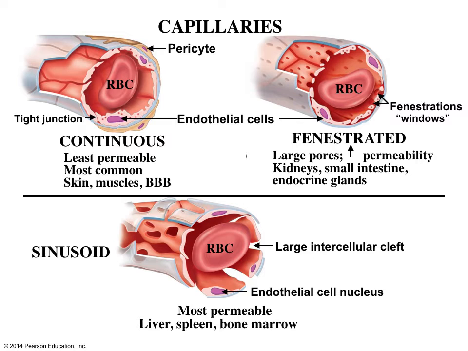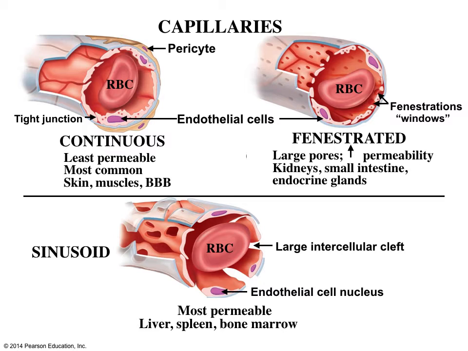Capillaries include continuous, the most common and least permeable, especially in the BBB, which stands for blood-brain barrier, where tight junctions are especially numerous. Pericytes are cells that support the thin endothelial walls from the outside. Fenestrated or windowed capillaries have fenestrations to allow for greater permeability. These are present in kidneys, small intestine, and the endocrine glands.